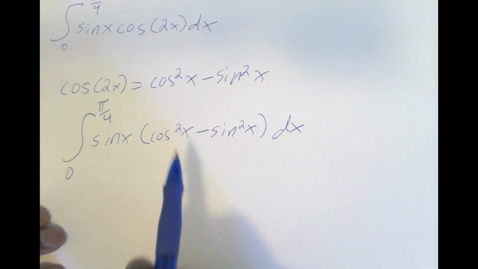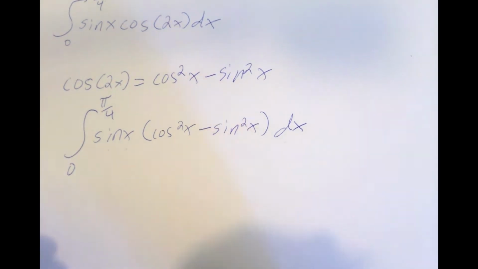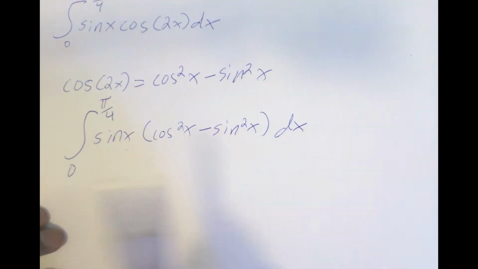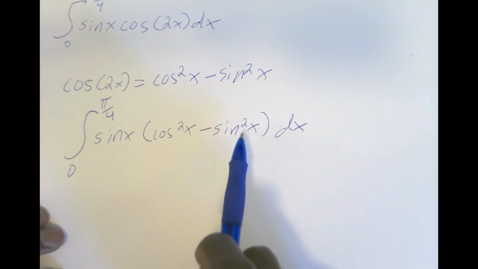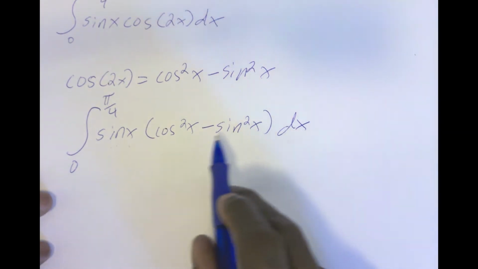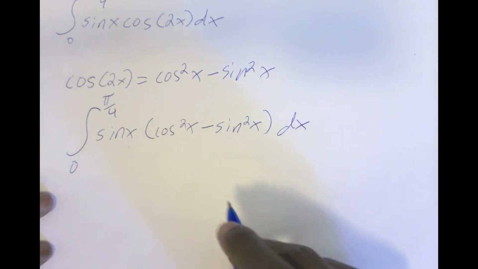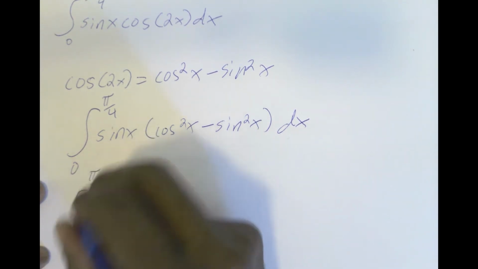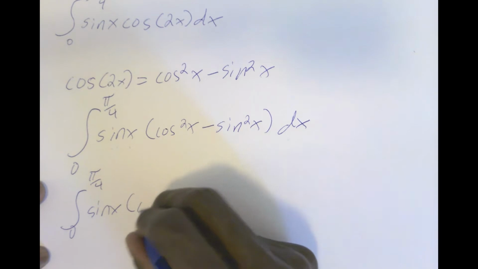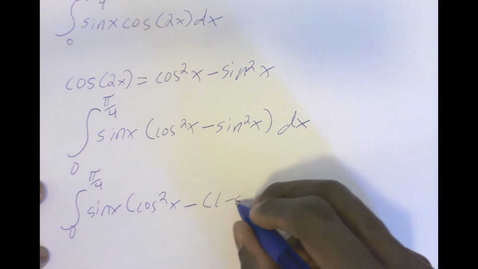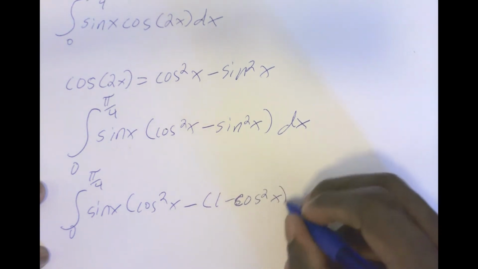It will make sense to make u equal cosine, because du would be negative sine x dx, and that would match perfectly. But if u is cosine, you don't want another sine squared, but that's easily resolved. You can easily write sine squared in terms of cosine, because sine squared x is 1 minus cosine squared x. So let's change that sine squared x to 1 minus cosine squared x. Then it goes 0 to pi over 4, sine x, cosine squared x minus, and again, this sine squared x is going to turn into 1 minus cosine squared x.